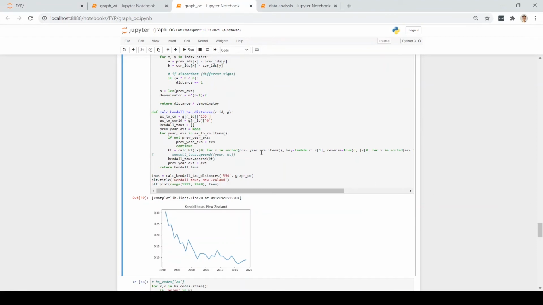Here, ranking lists are computed for export goods. In this case, the exports are from 554, which is New Zealand, to China. The export goods are ranked by the export value every single year. And between every 2-year interval, we compare the first year and the second year, and we compute the Kendall-Tau distance, and we graph that Kendall-Tau distance. So effectively what this graph shows is the volatility in the trade good rankings.